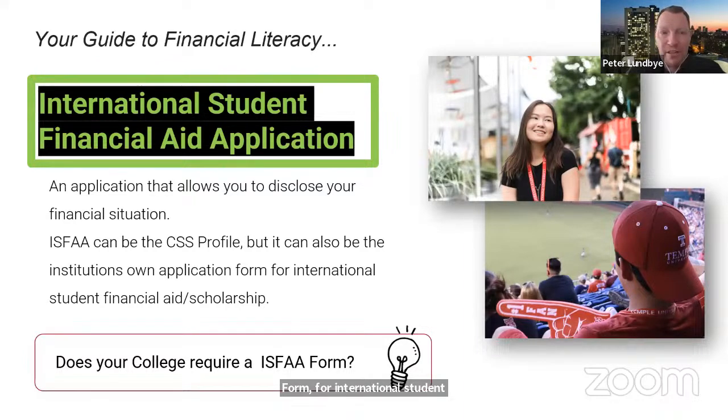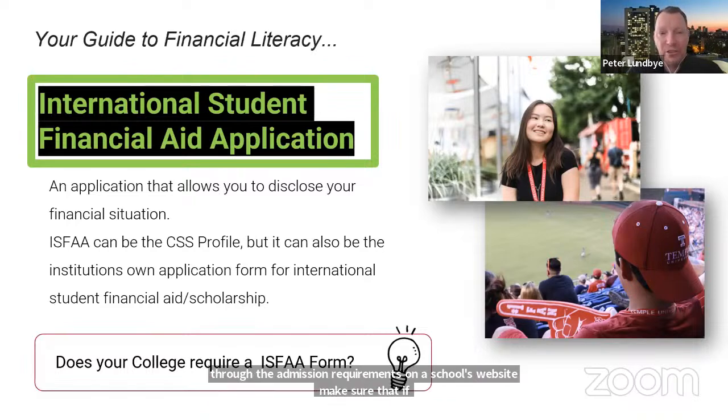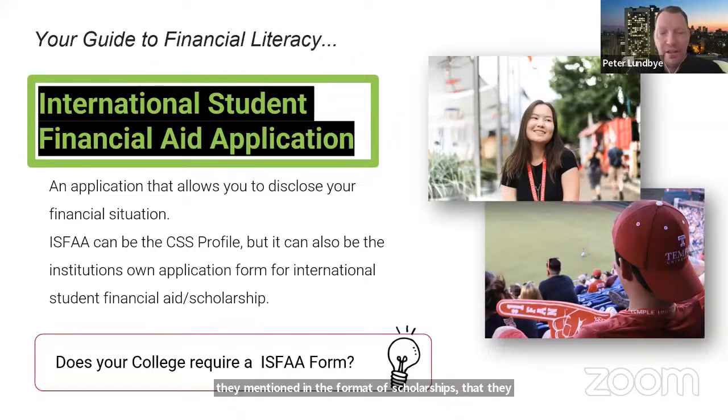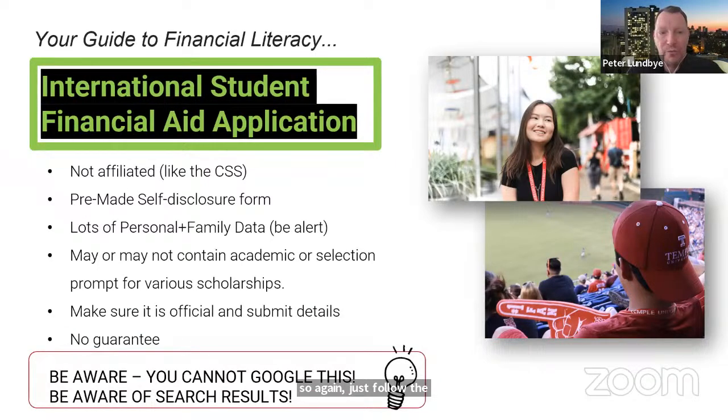The primary difference is that institutions that are using the terminology ISFAA have a unique application form for international students to use. So again, when you read through the admission requirements on a school's website, make sure that if they mention in the format of scholarships that they want you to fill out an ISFAA, that you submit what they ask for. They may have their own form, or they may ask you to submit a copy of the CSS. So again, just follow the instructions on the website.